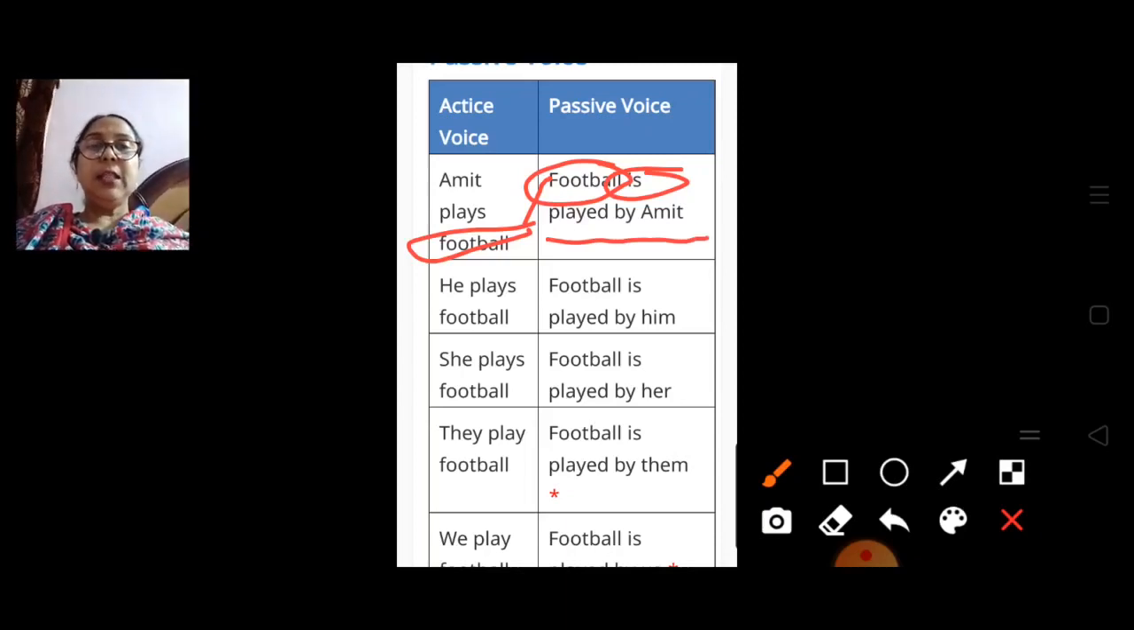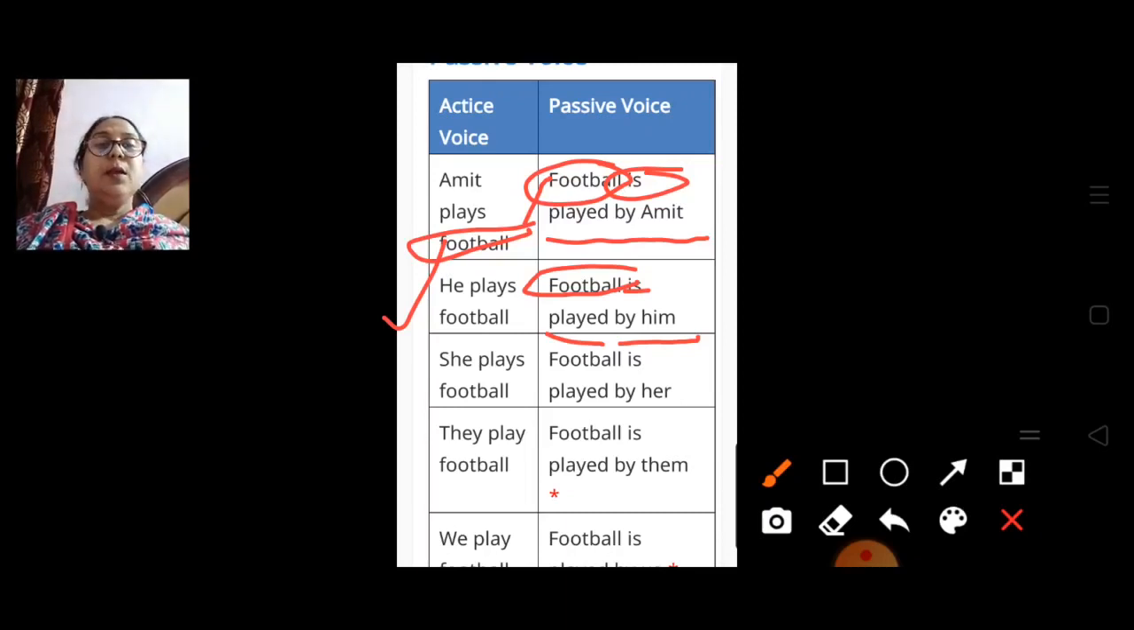Now again in the second sentence you can see, he plays football. Football again is a singular object, so we will use is, and played, because the third form of the verb will be used, that is why played will be there. By him, as we have studied, in active to passive voice the personal pronoun will be changed. So he becomes him.